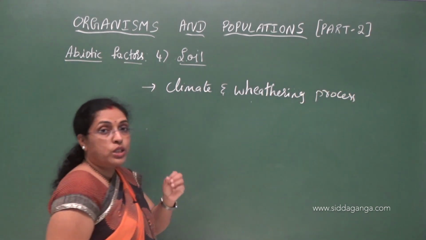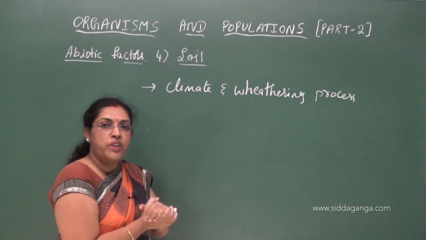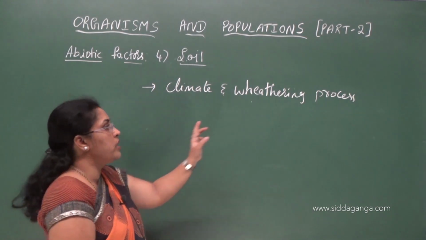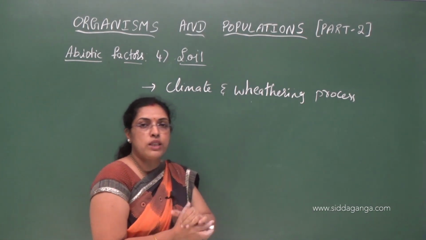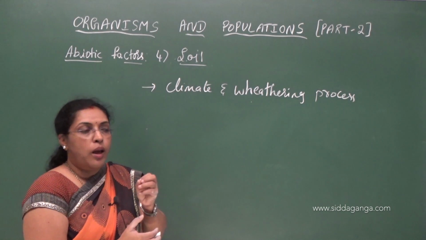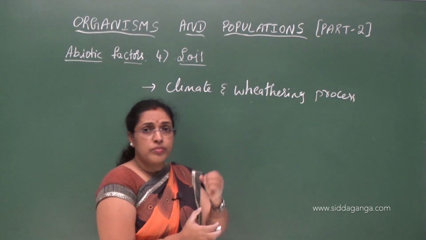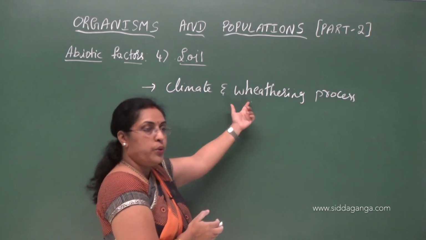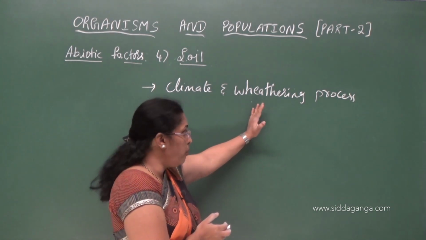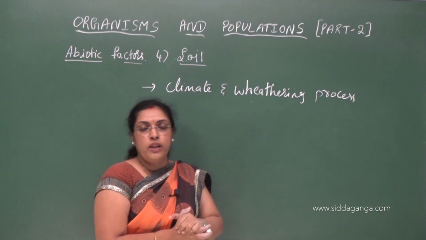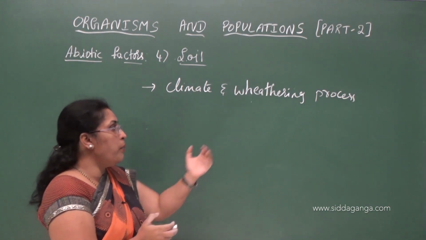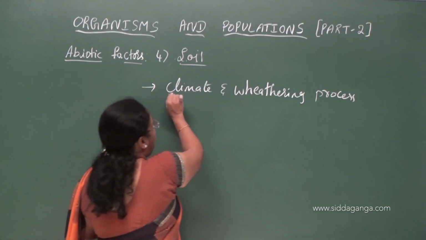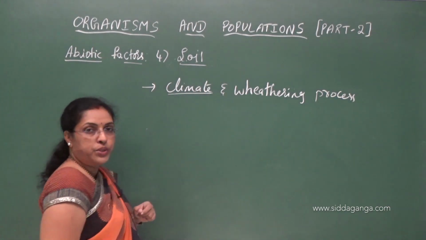The characteristics of the soil which supports the vegetation mainly depend upon the climate and weathering processes. What is weathering processes? The formation of soil from rocks by physical and chemical processes is called weathering. So the characteristics of soil mainly depend upon the climate and weathering processes.